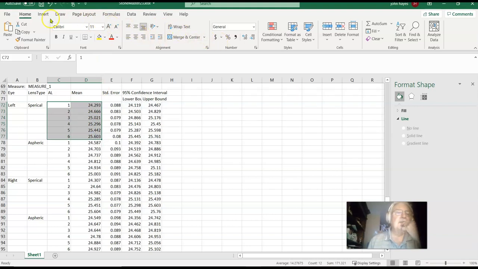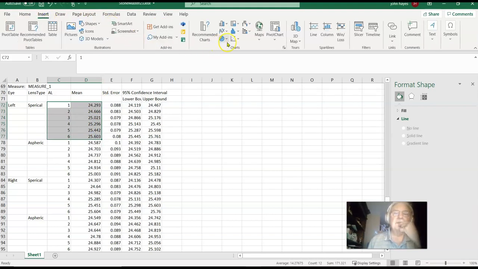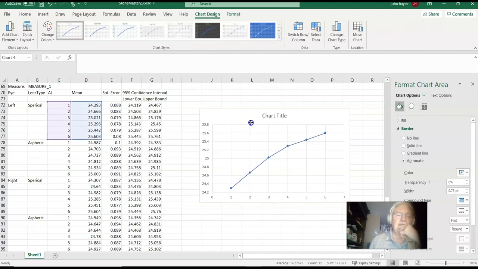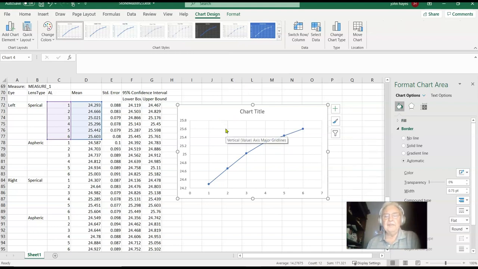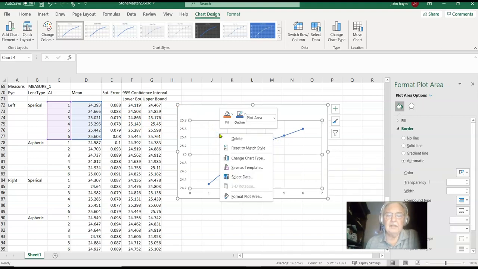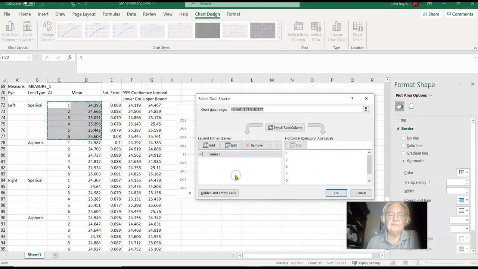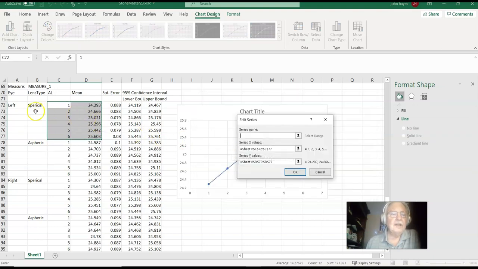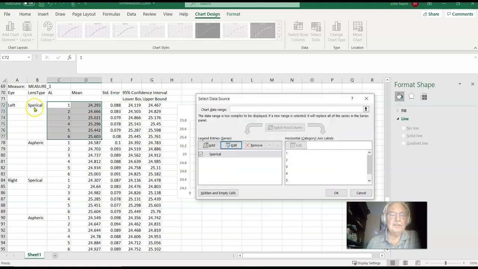and insert scatter line, and then when we get this picture, this is the spherical. I'm going to right click and select data, and the first series we're going to edit and call it spherical. I just clicked on that so I didn't have to type it.